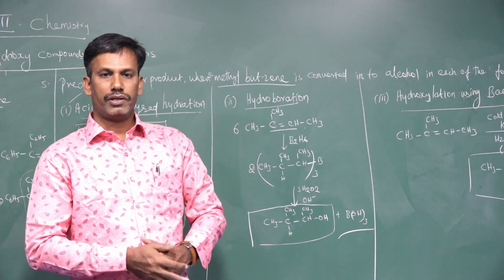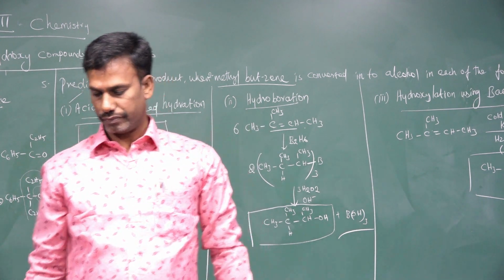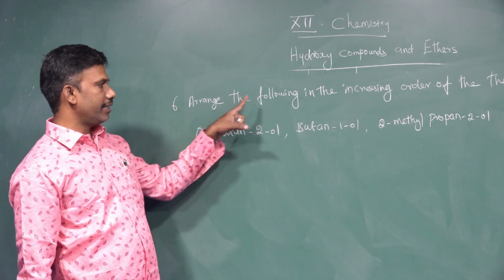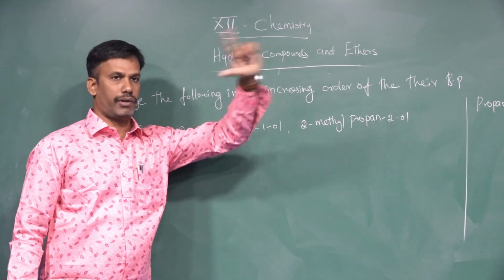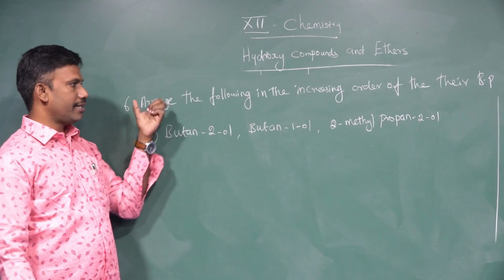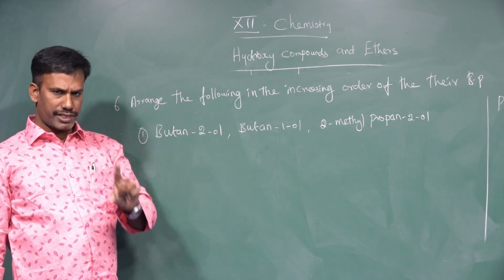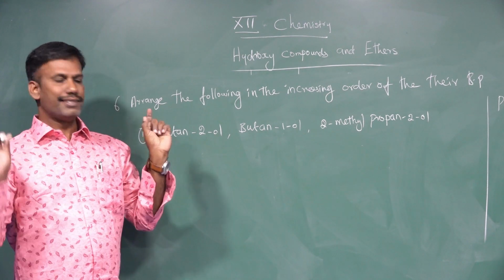Okay. Let us move on to the next question, question number 6. Question number 6 is arranging the following in increasing order of their boiling point. If you see a theoretical question, you just write the formula. Then you can easily get the answer.